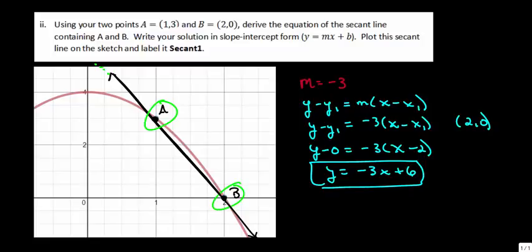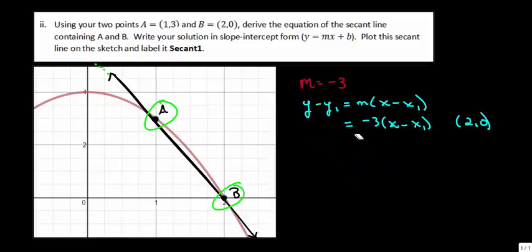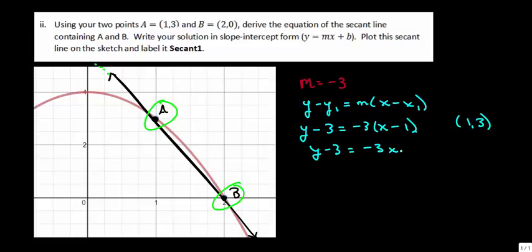Or we could have plugged in (1, 3). So let's get rid of both of these. (1, 3) is a point on the line. So again, if we plug all this in, we've got y minus 3 equals negative 3 times x minus 1. And if we add 3 to both sides, we get our equation again.